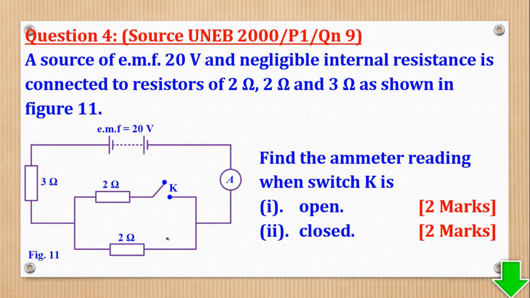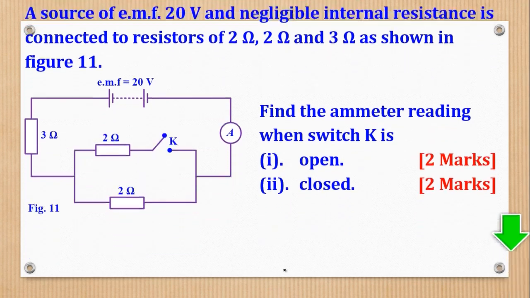So we shall first consider when K is open. When it is open, it implies that this resistance is out of the circuit. So what remains is this and this. And the ammeter reading is the total current. So current flows like that. It no longer goes through this resistor. So that means that now the circuit becomes like this.